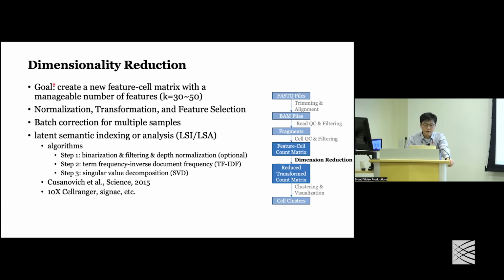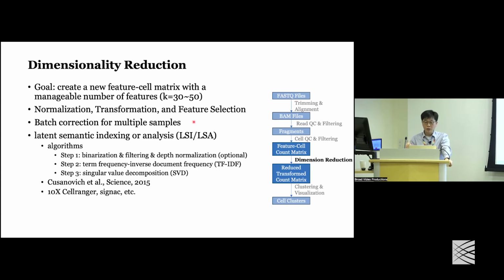In this step, normalization, transformation of the matrix, and even feature selection can be applied in conjunction with the actual dimensionality reduction methods. Also, in case you have multiple samples, as I briefly mentioned in the previous slides, you would expect batch effects, right? You cannot avoid the batch effect, and this is the step where you should perform the batch correction.